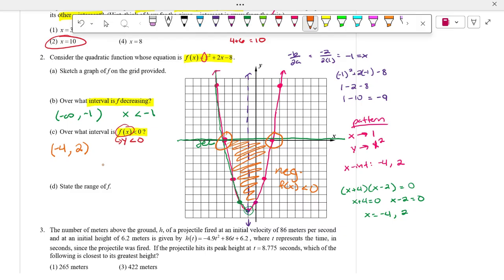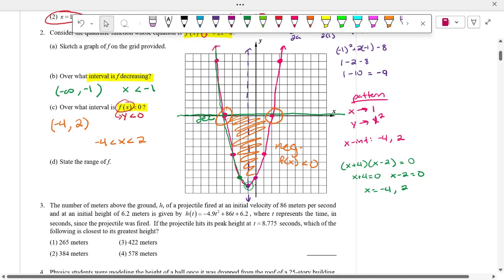Another way you could write it, you could have written it as a compound inequality. You could have said -4 is less than x, which is less than 2. Either way. Probably not. You may have some tomorrow though.